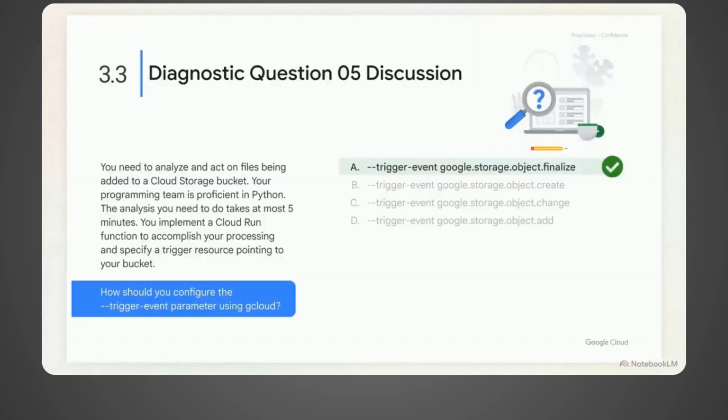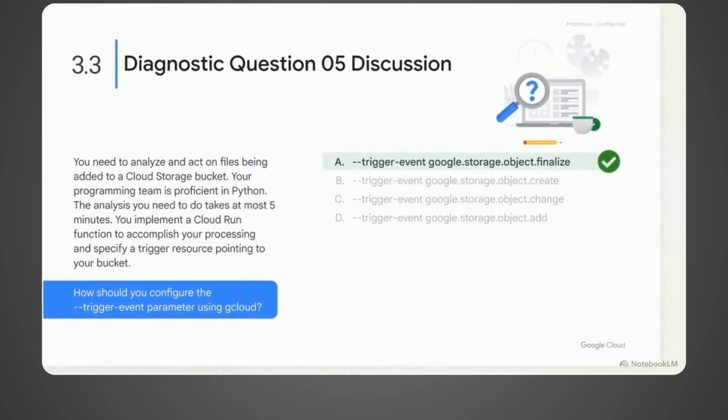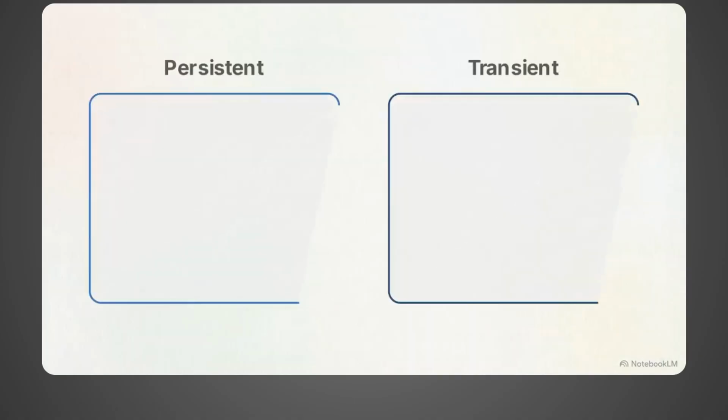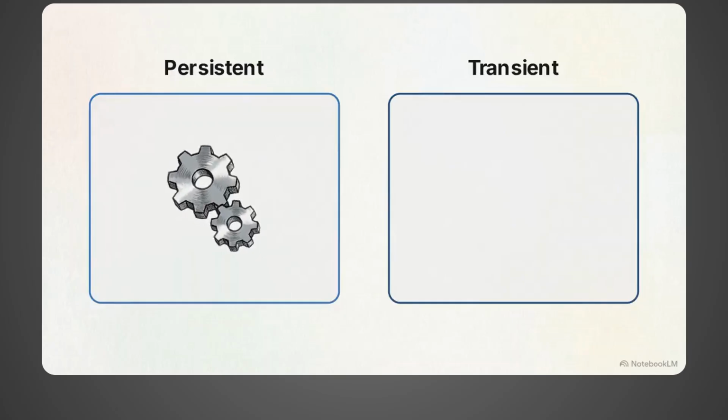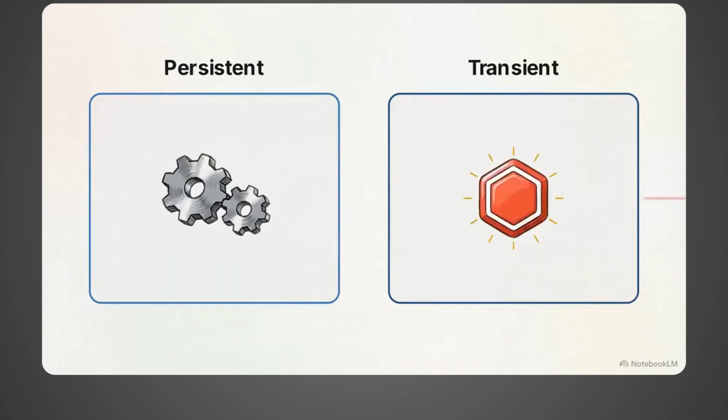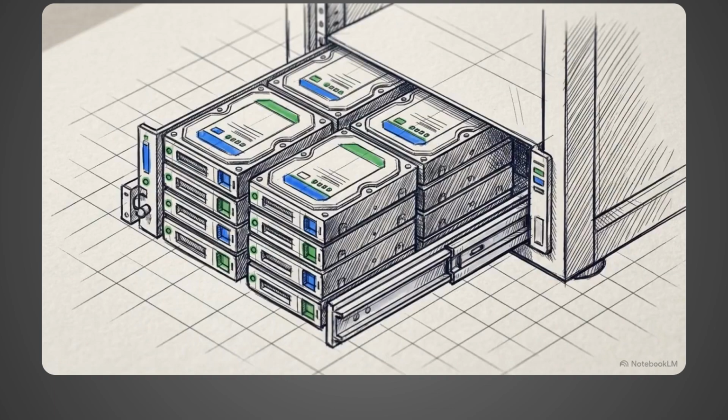Diagnostic Question 05 presents this scenario. A Python script analyzes files added to a bucket. Option A provides the precise syntax. Configure the trigger event parameter as google.storage.object.finalize. This executes the function the moment the file write completes. Selecting the compute environment is dictated entirely by whether the workload is a persistent system or a transient reaction to a specific trigger event. Once compute is routed, the focus shifts to data lifecycles.